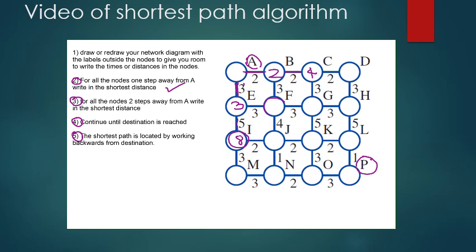Now F, there's 2 different ways I can get to F. I can go A to B to F, and that's going to take 2 and 3, which is 5. Or I can go this way, which is going to be 3 plus 3, which is 6. Now out of those, this way is shorter, 2 plus 3, which gives us 5. Now that's all the 2 steps taken care of. What you need to do is repeat this process until we get down to P.